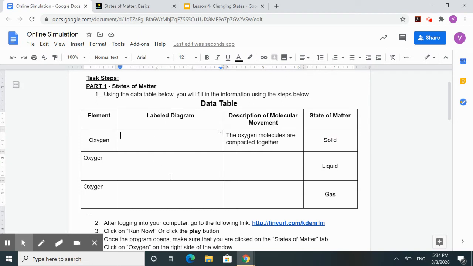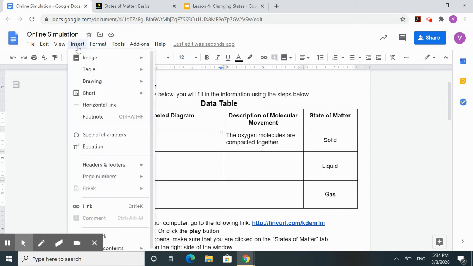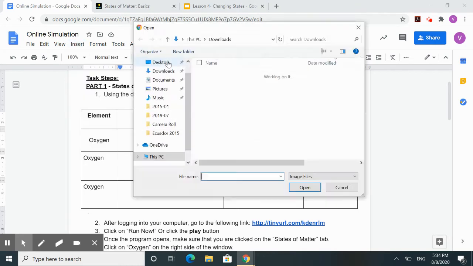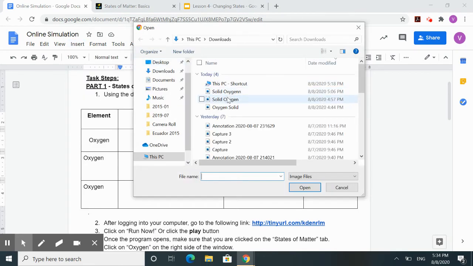Now you go back to the page. Once you're in this page again, make sure that this line is where you want the picture to be inserted. Then you go here to Insert. You're going to click on Insert, down to Image, upload from computer, and you're going to choose your image.